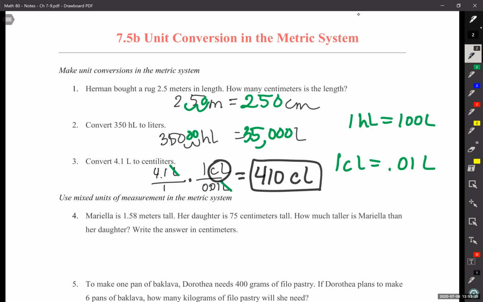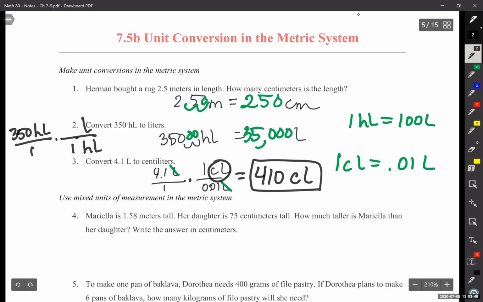Let me just double check my hectoliters to make sure we did it right. We have 1 hectoliter equals 100 liters. So I have 350 hectoliters over 1. I want to get rid of hectoliters and bring on liters, so I am multiplying by 100. Okay, so we got the right answer. I tricked myself with all those decimals. So maybe it's easier just to do it like number 3 and multiply by that fraction.